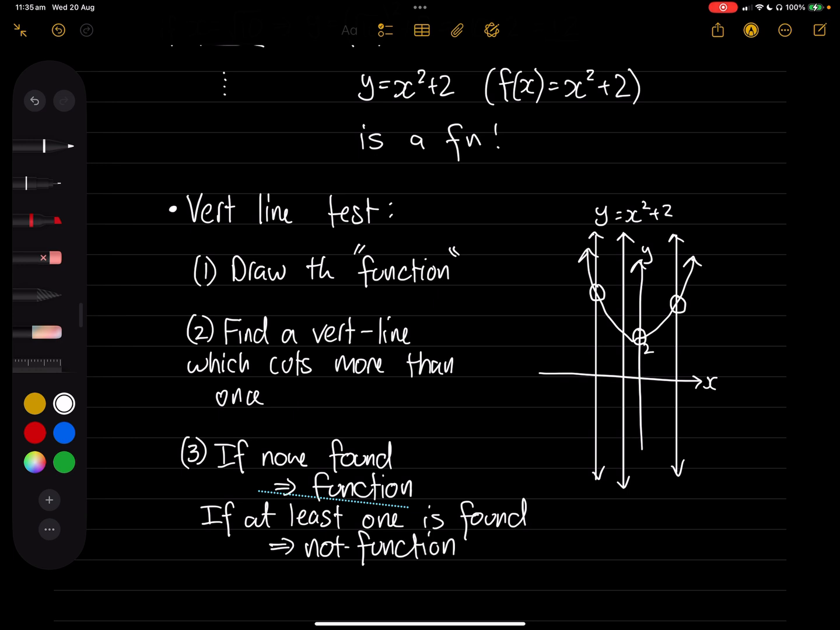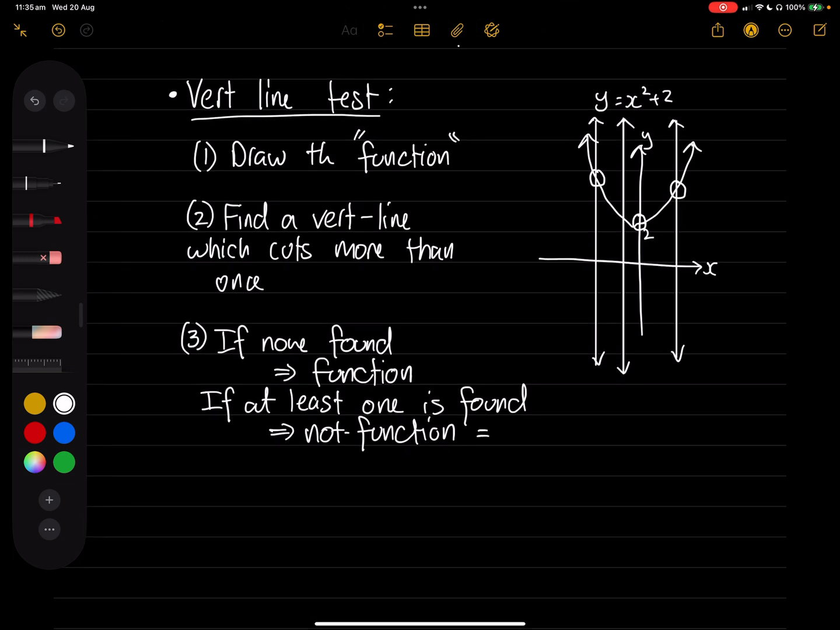For the purposes of this course, if you are dealing with something that is not a function, usually we're going to give that the name relation. So the vertical line test shows that something is a function. Something which is not a function is also known as a relation. Relation is a much more general word for any expression combining combinations of, say, x's and y's, or f of x's. So if none are found, it implies it's a function. If at least one line is found where you have two intersections, then it is not a function.